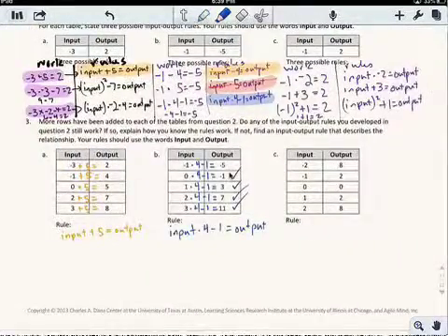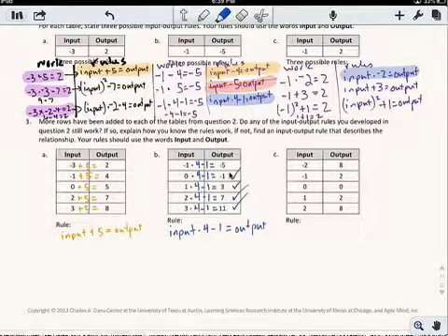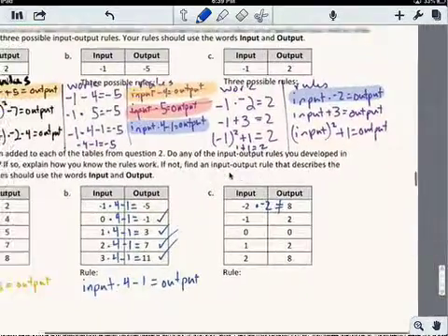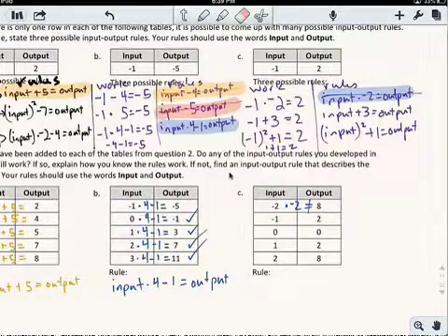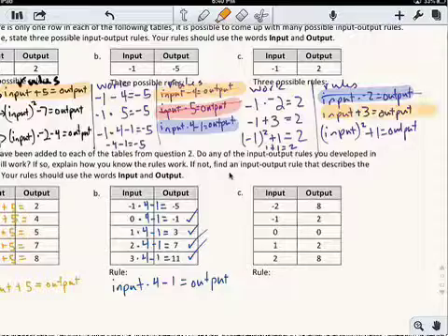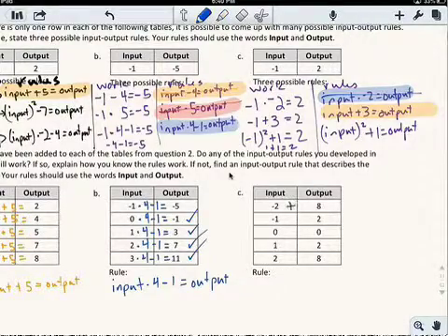Not too shabby. Let's figure out this last one here. We'll start with the top one. Input times negative 2 equals output. Let's test it. So 2 times negative 2 does not equal 8. So we're in bad shape there. The first one does not work. So let's try another one. Input plus 3 equals output. Negative 2 plus 3 equals 1. It does not equal 8. So we got a problem there. It does not work for that one.